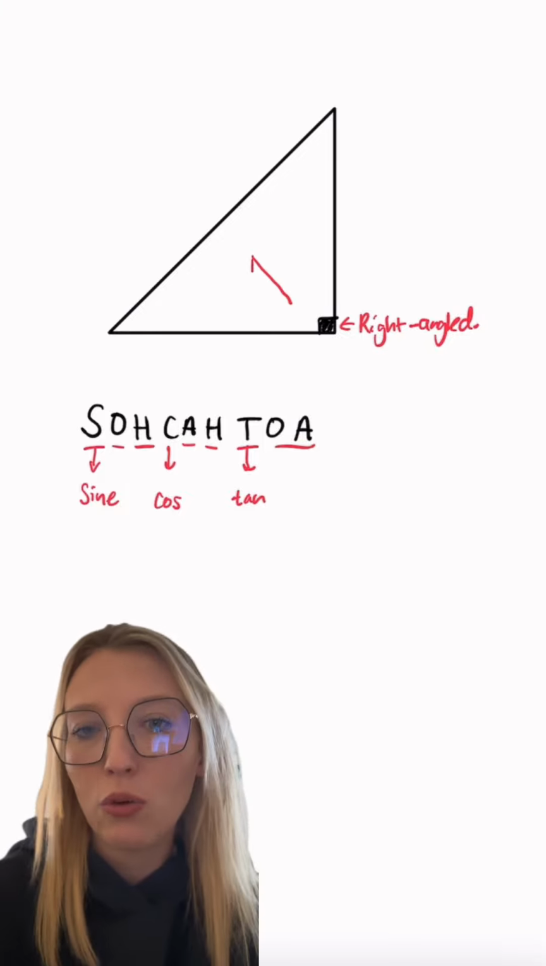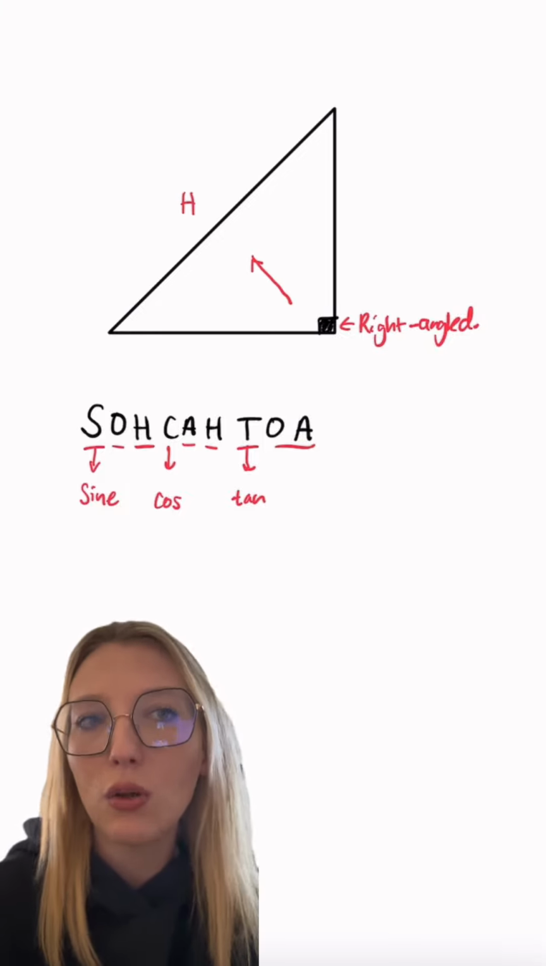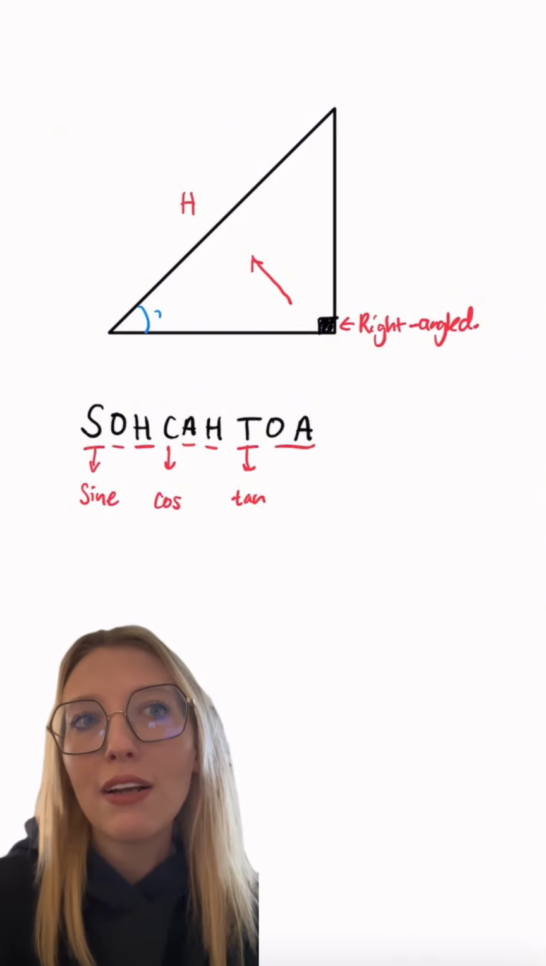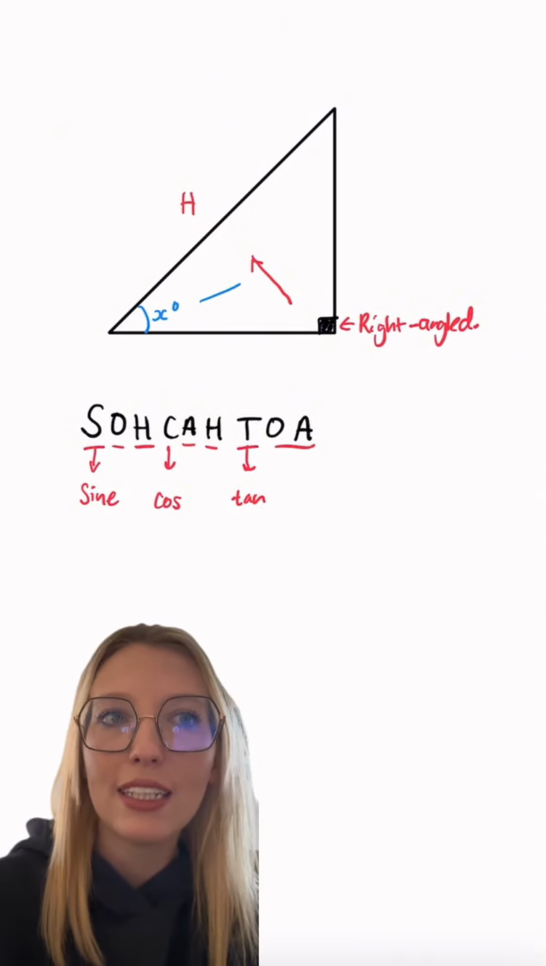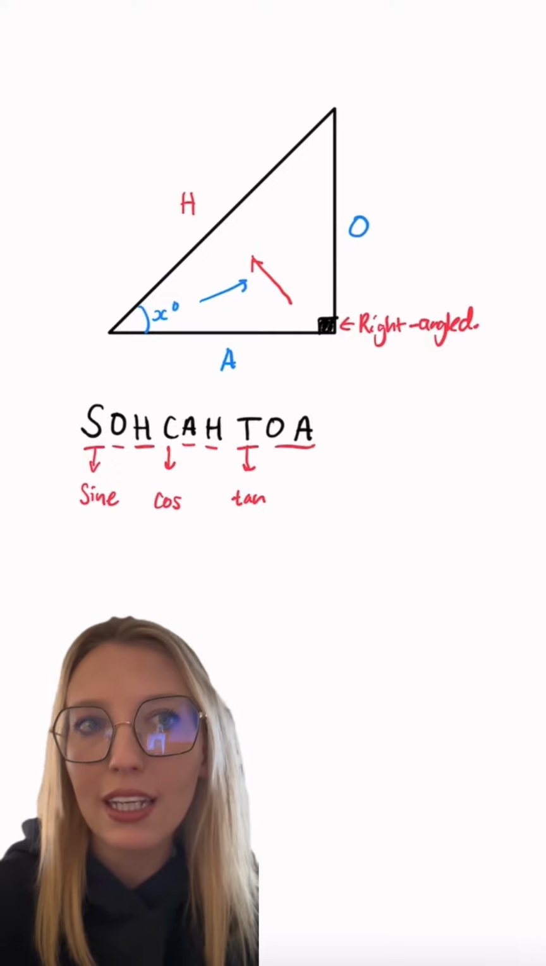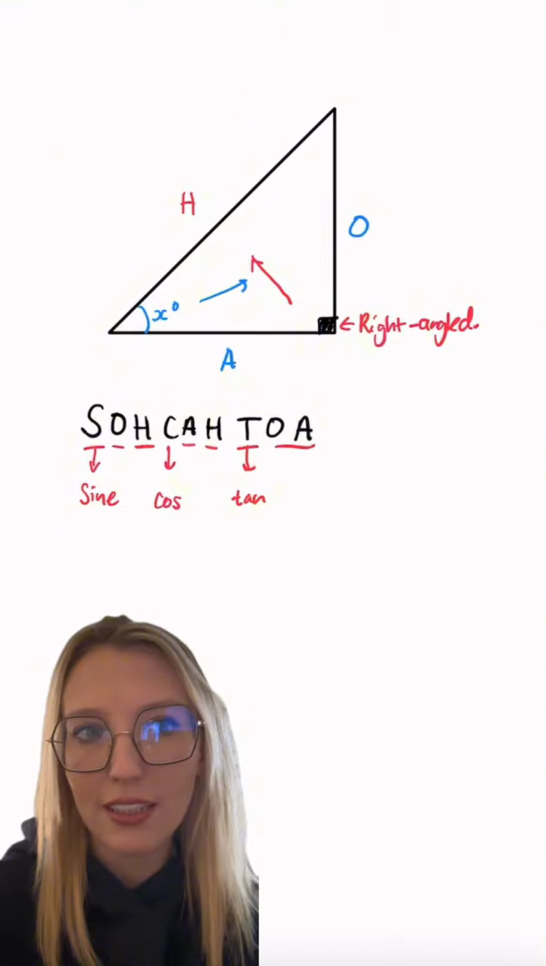Opposite the right angle will always be the hypotenuse. It's the longest length. You can always label this length H. Now let's suppose our angle here is X, and this is the angle we're looking at. Opposite this angle in question will be our opposite side, which leaves the remaining side as the adjacent side.